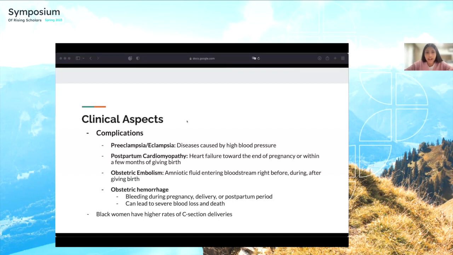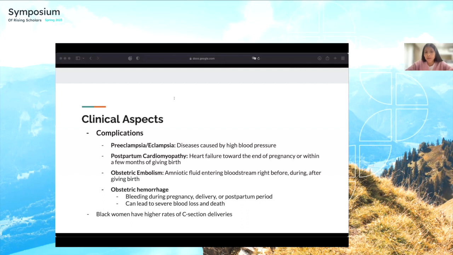And the first one that I studied is preeclampsia or eclampsia, which occurs when high blood pressure in the mother reduces blood supply to the fetus. Eclampsia occurs when a woman with preeclampsia begins to have seizures and is at high risk of going into a coma. The next complication I studied was postpartum cardiomyopathy, which is heart failure that occurs towards the end of pregnancy or within a few months of giving birth.